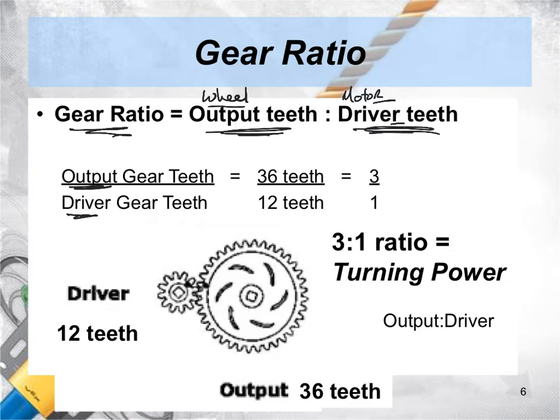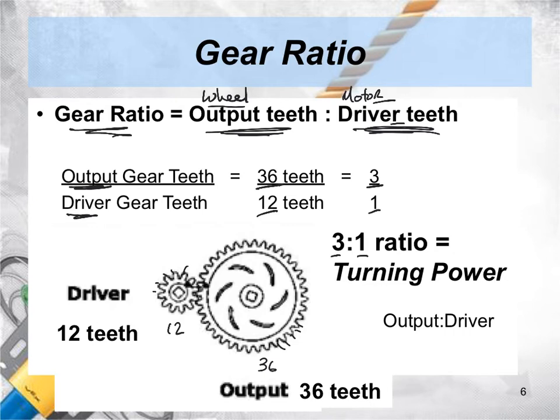So let's take a look at the gear ratio we have here on the bottom of the page. Our driver gear has 12 teeth, okay? And our output gear has 36 teeth. We write it over here, 36 and 12. We reduce it to 3:1. And so our ratio is 3:1.